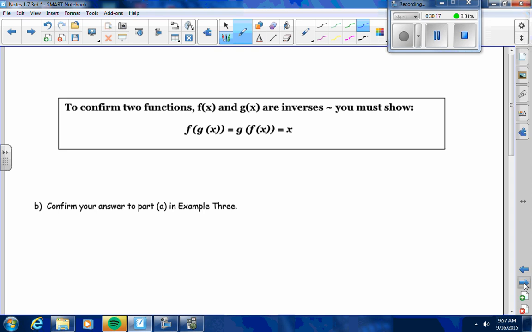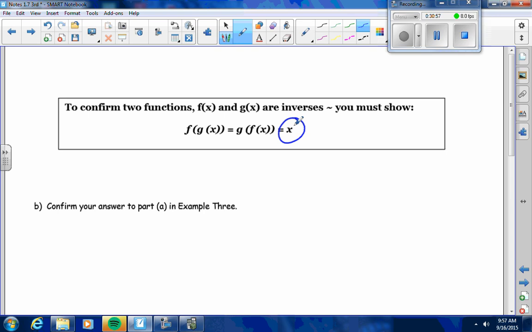Now let's say you have just two functions, and we have to be able to confirm algebraically that they are inverses of each other. To do that, we use composition of functions. We have to do f of g of x and simplify it all the way down. And we have to do g of f of x and simplify it all the way down. And when we do both compositions, if they both simplify all the way down to x, then that proves they are inverses of each other.